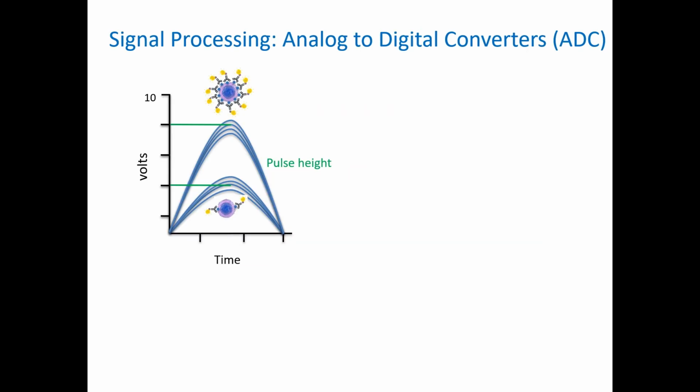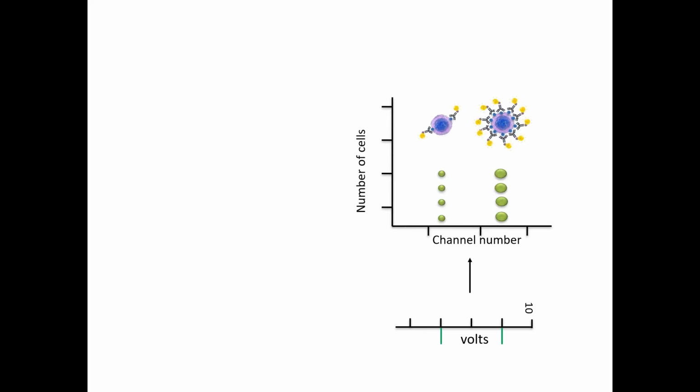The analog to digital converters, or ADCs, transform these voltage pulse values into a digital channel number. Here we have a series of large and small voltage pulses. We're looking at the pulse heights, which range from 1 to 10 volts. These voltage height values are converted and binned into digital channel numbers. The smaller pulses will be binned into the lower channel values, and the bigger ones into the higher channel values.